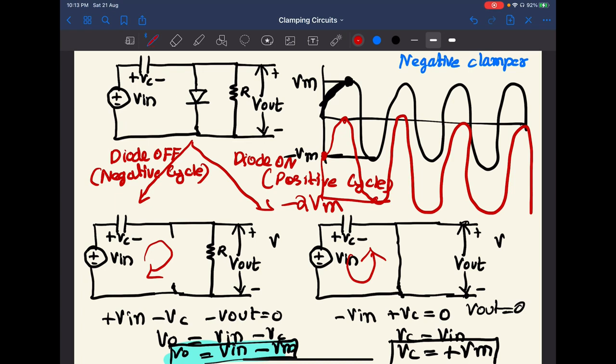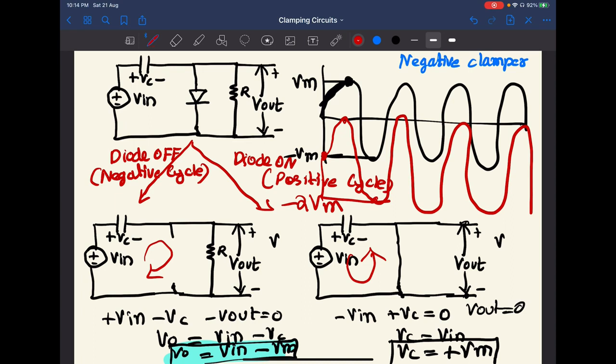I will explain one more time. There are two cases. The difference from the positive clamper is that here the capacitor is charging in the positive cycle, but in that case, it is charging in the negative cycle. In this case, in the positive cycle, the capacitor is charging, so it will be charged to plus Vm, that is the maximum voltage. And during that charging condition, there is no resistor, so it will easily attain that voltage.